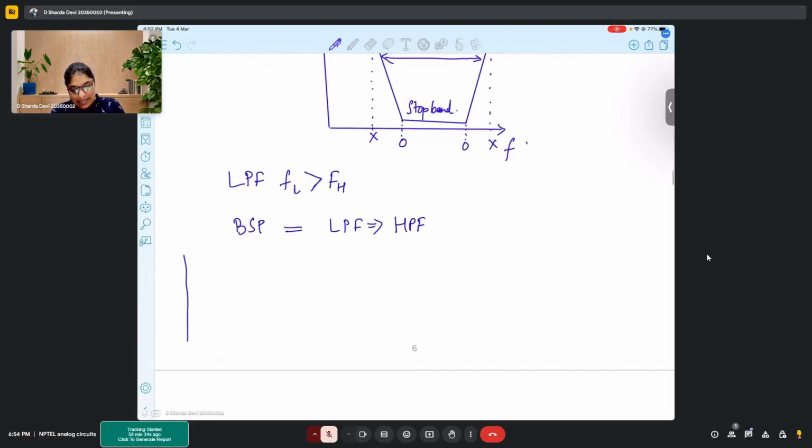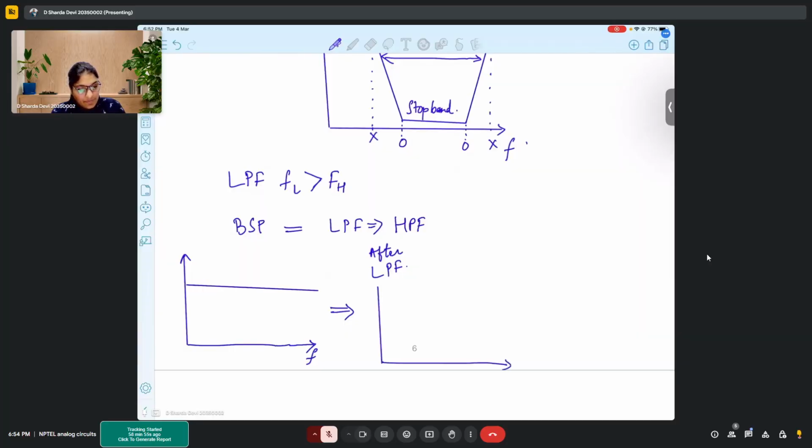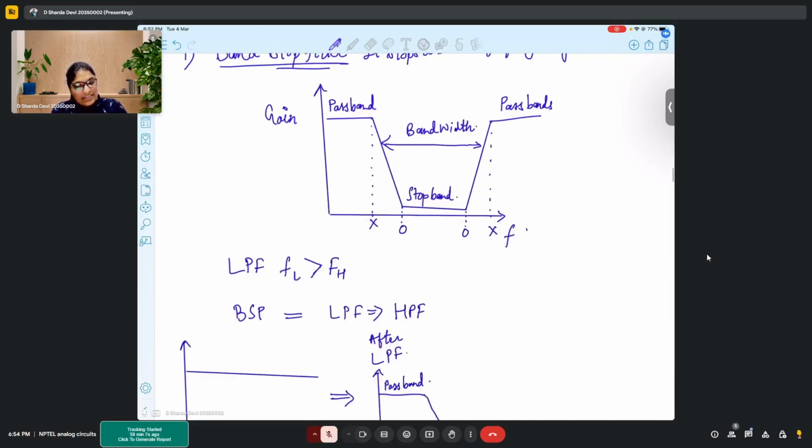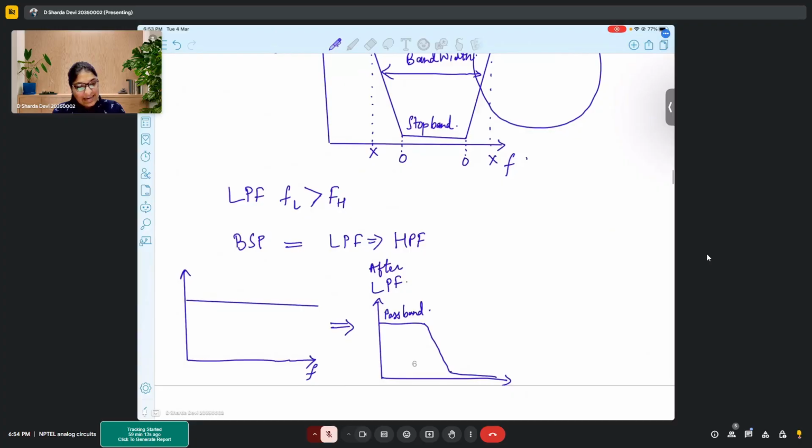Let us analyze. See, in the beginning, you had all the frequencies, correct? You passed it through a low pass filter, right? So after the low pass filter, how will it look like? We will see this behavior, and this has gone down. This is our pass band, right? But I want this second pass band again, right? How will I get that by using a high pass filter?